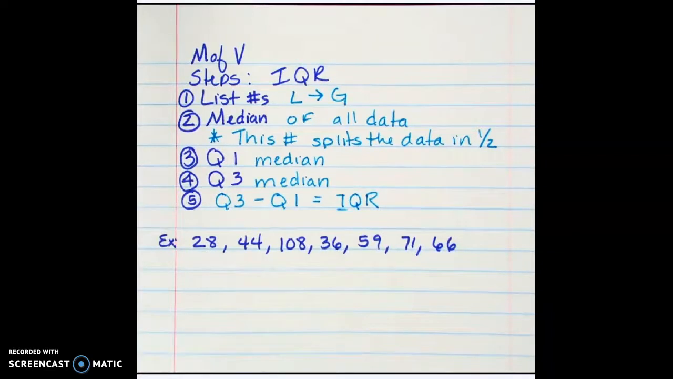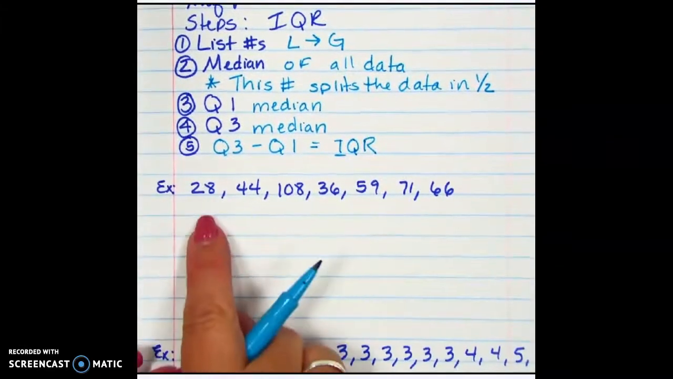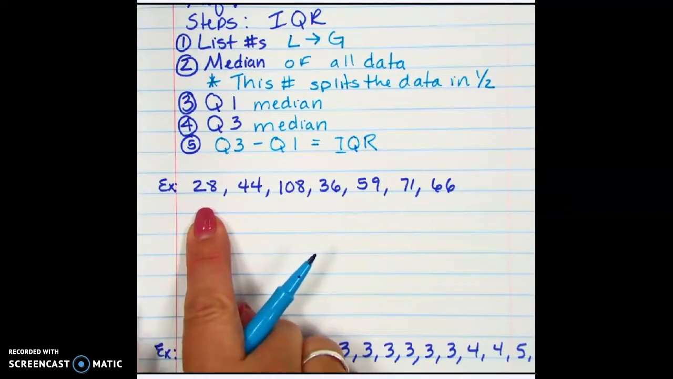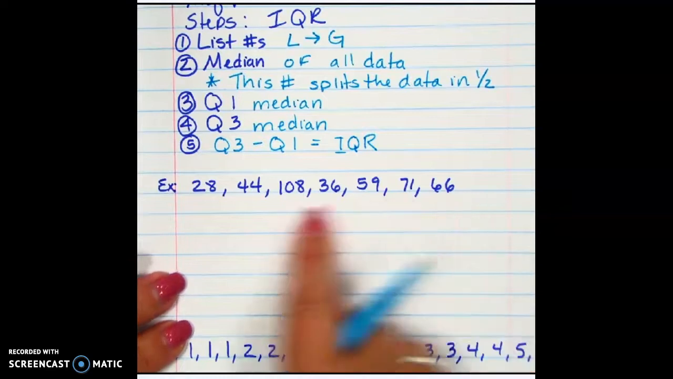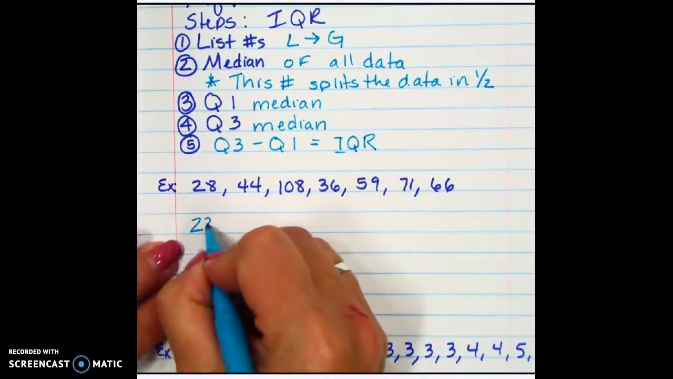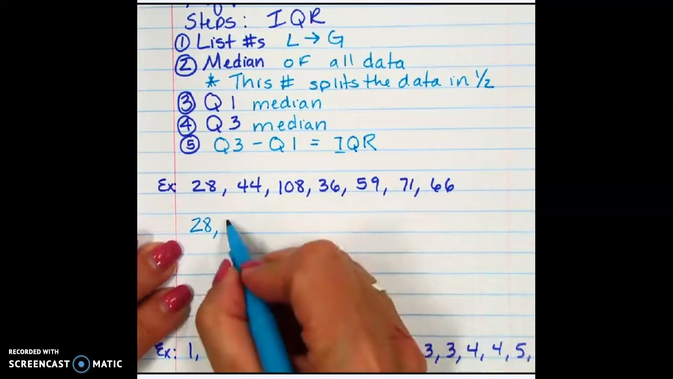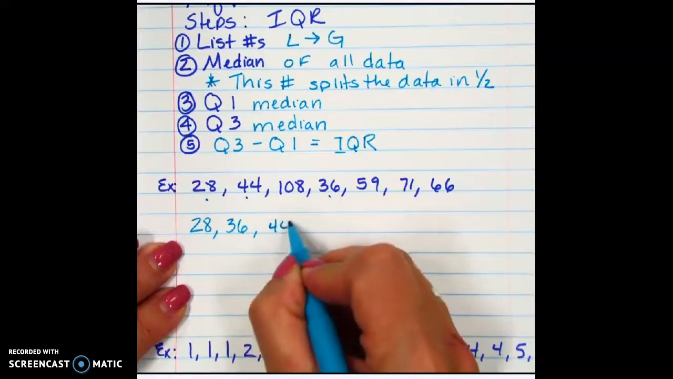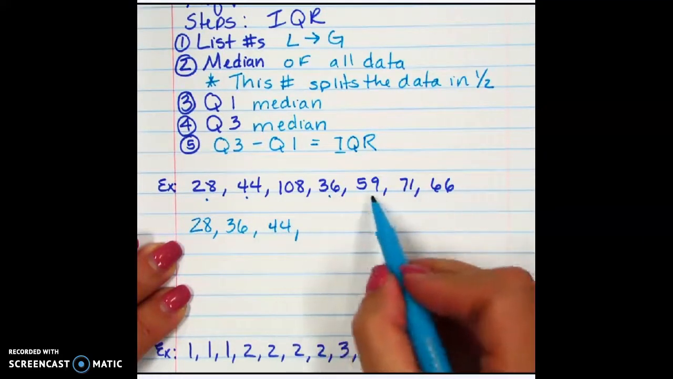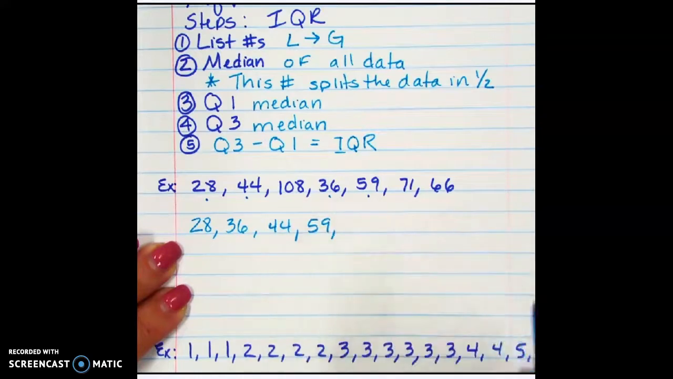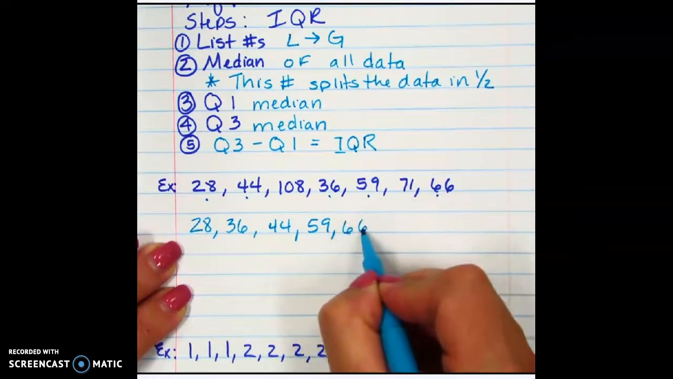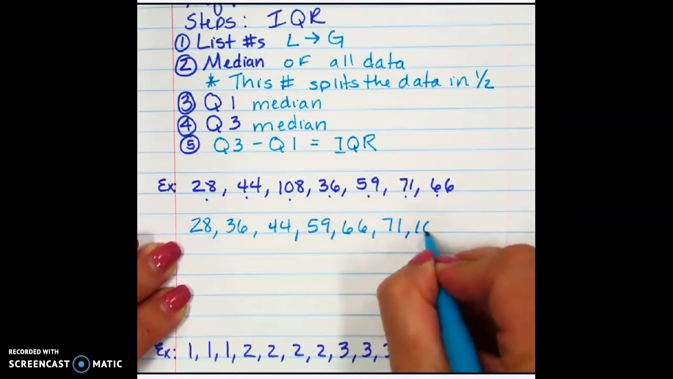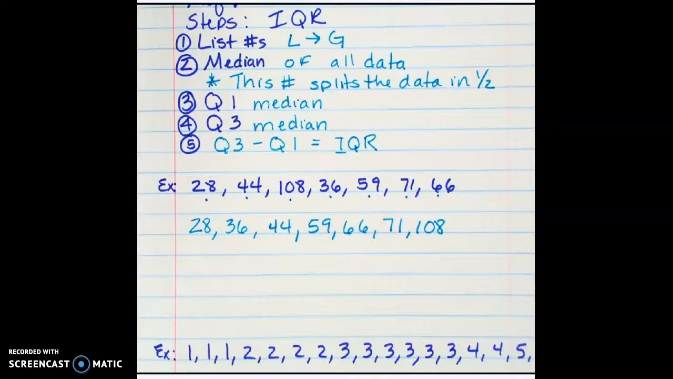So let's go ahead and practice this. Here's my example. I have this data set here, and I need to list it in order from least to greatest. So my least amount is 28, 36, 44, 59, 66, 71, and 108. So that was step 1.